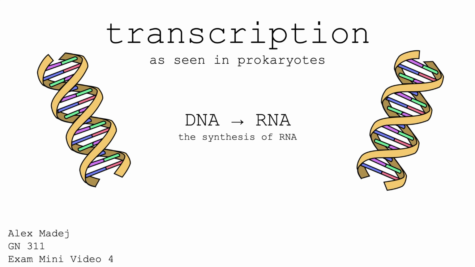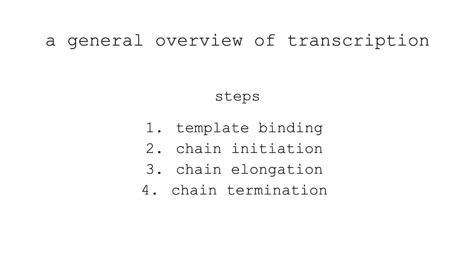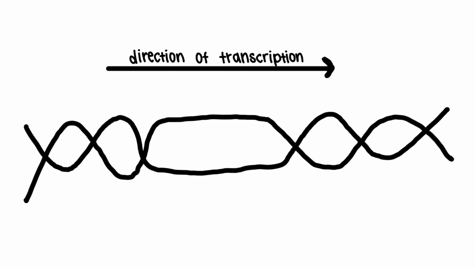In this video, we will be discussing transcription, or the synthesis of RNA as seen in prokaryotes. As just a general overview of the steps for transcription, we will see that we go through template binding, chain initiation, chain elongation, and chain termination. We will see these steps illustrated in just a moment. There will be multiple diagrams we look at explaining the processes previously mentioned.